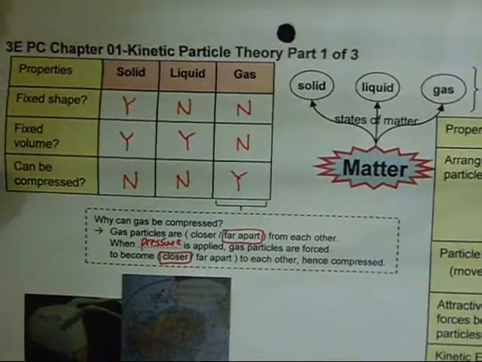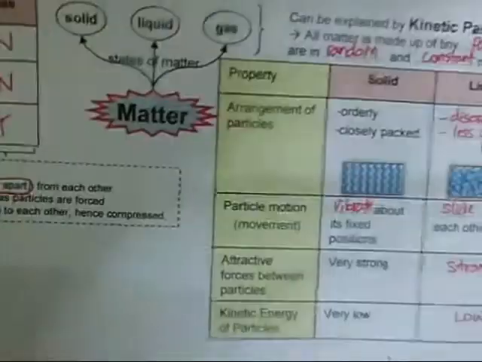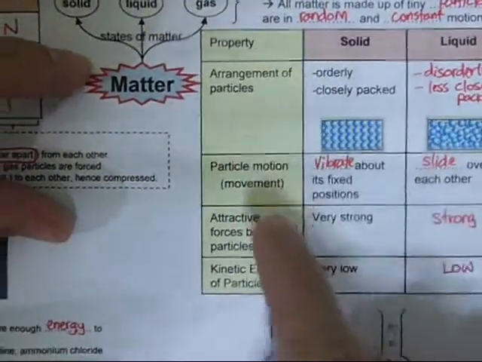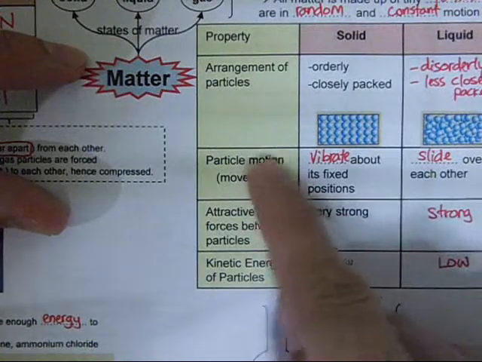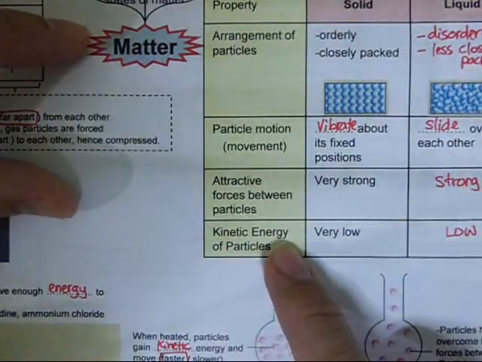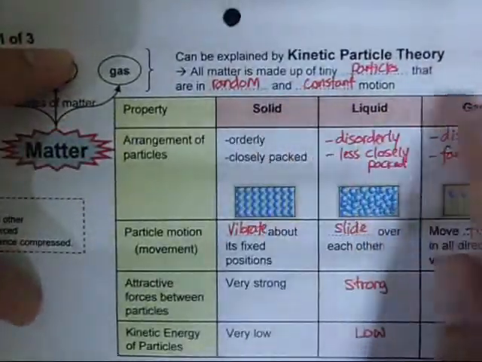Okay, for chapter 1 kinetic particle theory, basically you need to know very clearly about the arrangement of particles, particle motion, how the particles move, attractive forces between particles, as well as kinetic energy of particles for the 3 states of matter.